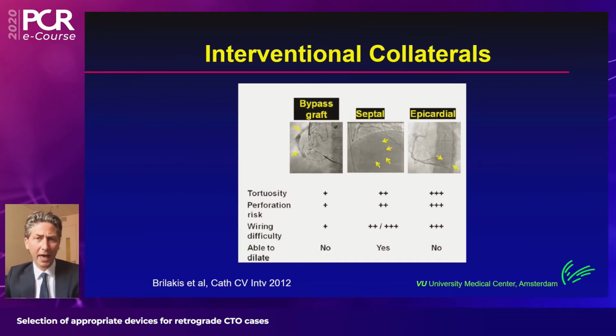We all know that interventional collaterals are needed to get retrograde. We can use bypass grafts, the septals, or the epicardials. In this case, obviously, it's a non-post bypass patient, so bypass grafts are not an option. But we did have the septals and the epicardials. And as a rule of thumb, I can advocate that if you have the choice between an epicardial or a septal, septals are safer, they're easier, and even if you make a complication, the results will be quite benign as opposed to the epicardial. So in this case, we had the choice of both the septals and the epicardial, and we chose to try a septal engagement first over the more dangerous epicardial approach.